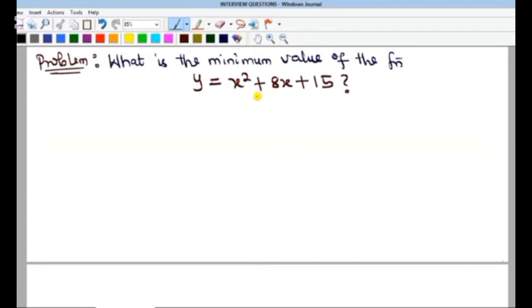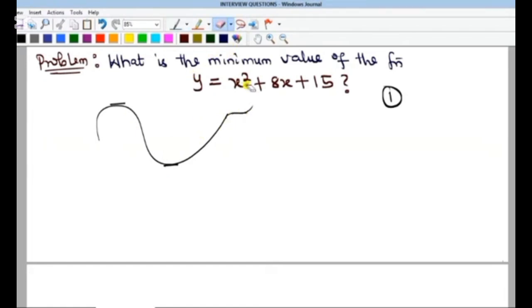So here we have the degree as 2. Therefore, the number of stationary points we should expect from this is just 1. And what do we mean by stationary point? The turning points, like what I drew here. So you know we have 3 major kinds of turning points: the maximum point, the minimum point, and what we call the inflection point.